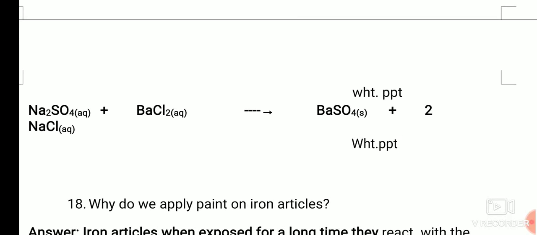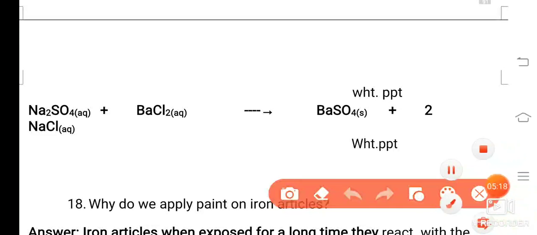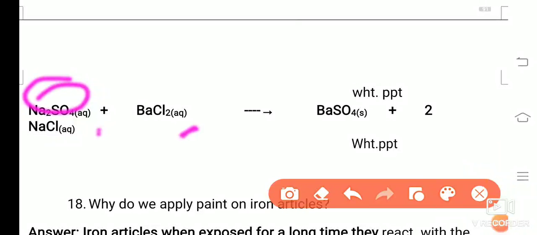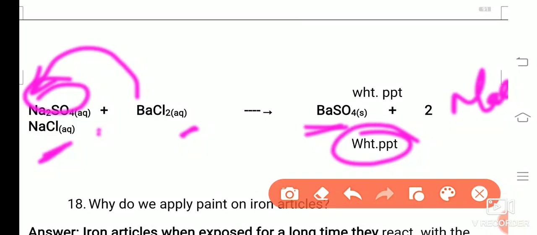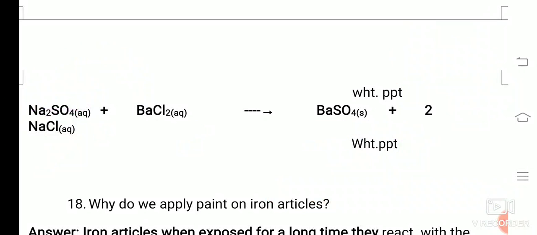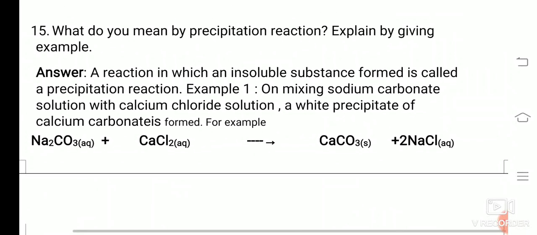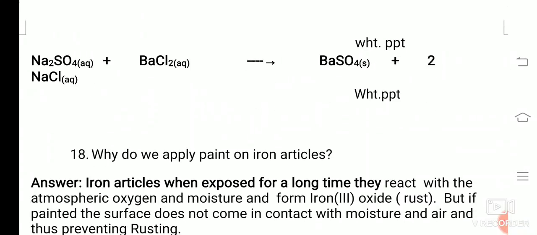Another example is sodium sulfate in aqueous solution with barium chloride aqueous solution. So barium comes in the place of sodium, so barium sulfate is formed. It is also a white precipitate. And similarly, an aqueous solution of sodium chloride will be formed. Okay, so what is a precipitation reaction? A precipitation reaction is one in which a precipitate is formed.